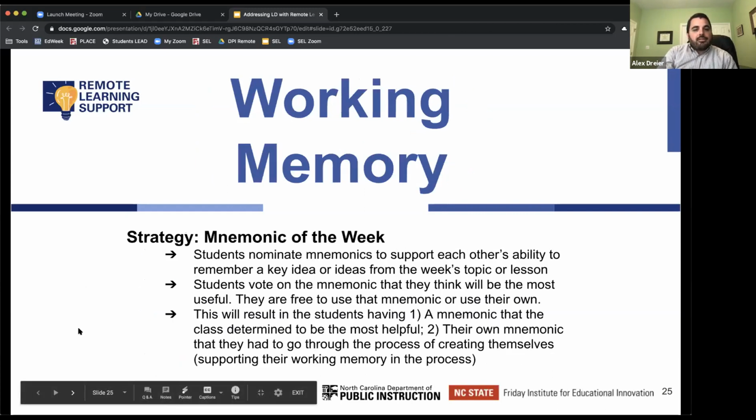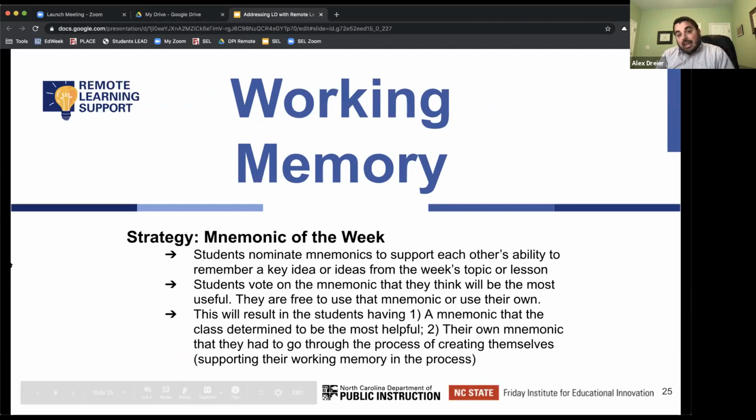And finally, working memory is another skill that we associate with executive function. And sometimes it can be challenging: how do I really foster and facilitate working memory at a distance? One way you can potentially do that is this idea of a mnemonic of the week. So students could nominate mnemonics about a topic that's being talked about in class that week. What is a mnemonic to help people remember a particular key idea or ideas from that week? And then students could vote and see the one that was really helpful to them. So they could use that one, or they could think of one on their own.